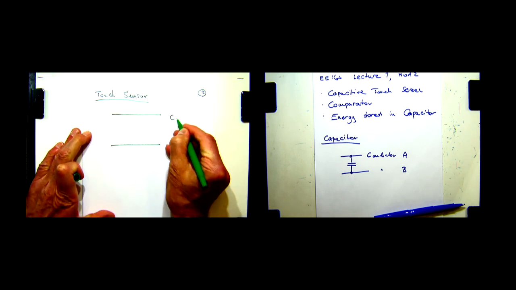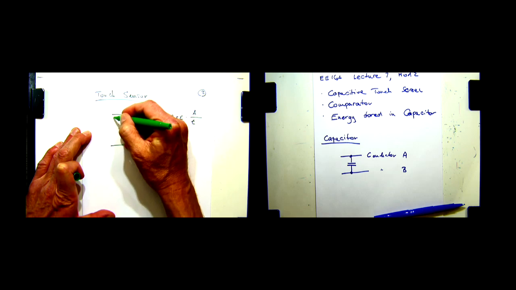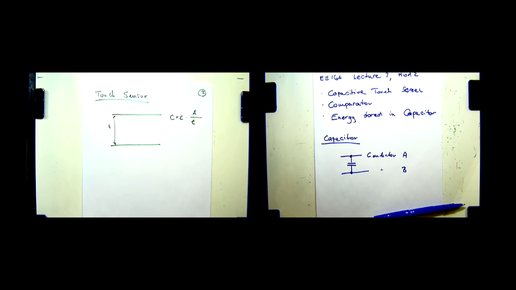Let me give you one idea. We could arrange two plates, just like this. That's a capacitor, right? In fact, if this was a parallel plate capacitor, then the capacitance would be equal to epsilon times the area of the plates divided by the distance t between these plates. Right? So does anybody have an idea on how we could use touch to change the value of this capacitor? Yes.